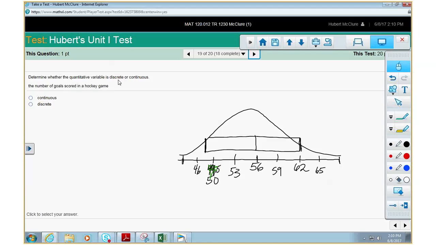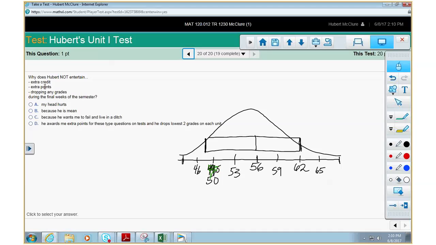Determine whether the quantitative variable is discrete or continuous. The number of goals, do you count it or do you measure it? Count it. Which one's counting? Good job.